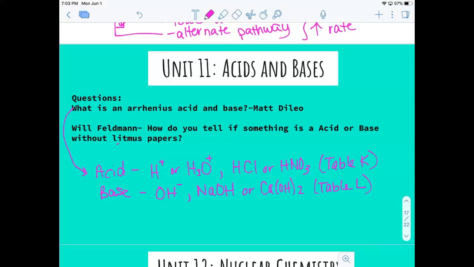For litmus paper, you want to look for it turning red. That's going to tell you that it's an acid, versus blue. If litmus paper turns blue, that's going to tell you it's a base.